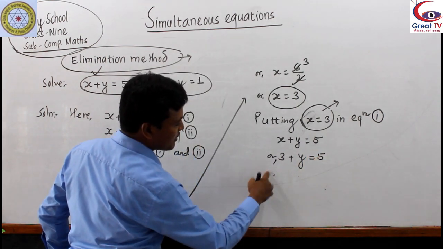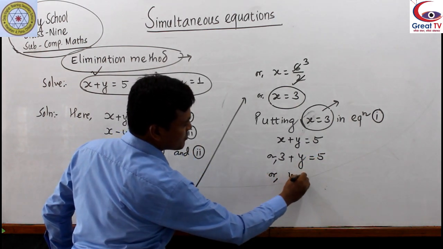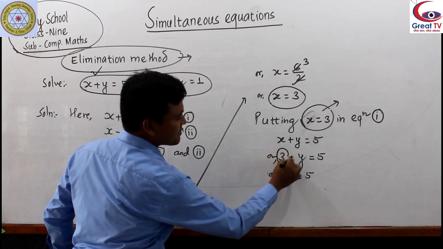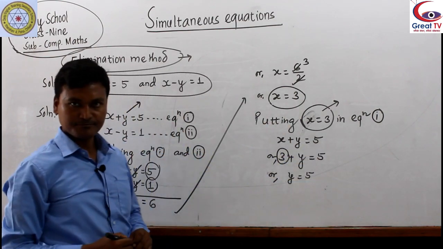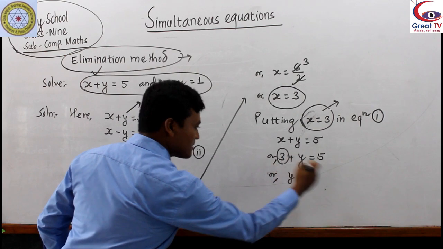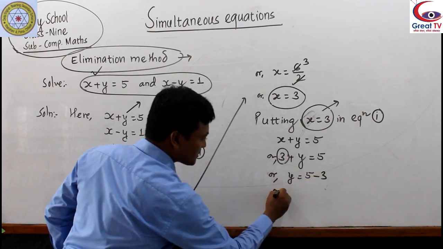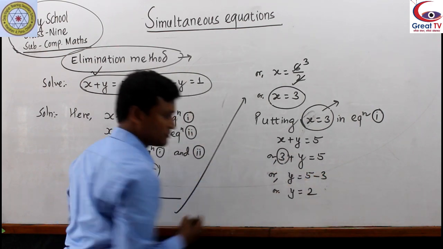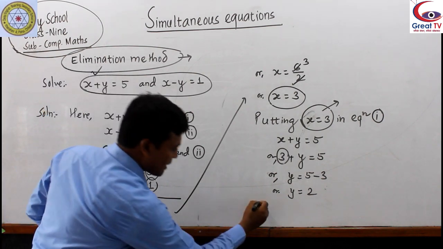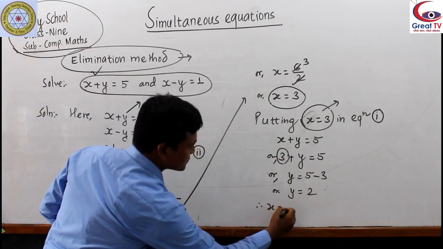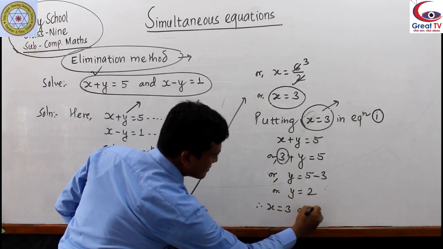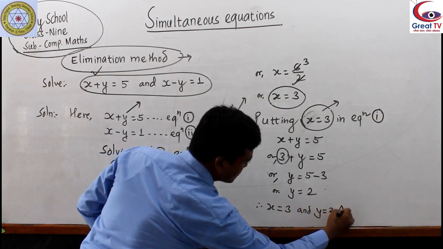After this y is equals to 5. Take this plus 3 back. Plus 3, when plus 3 goes back, minus 3. After this y is equals to 2. And therefore x is equals to 3 and y is equals to 2.